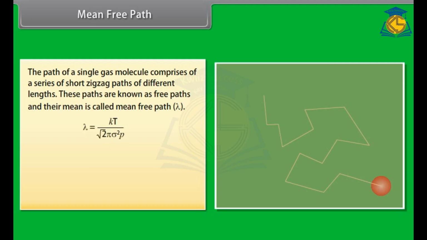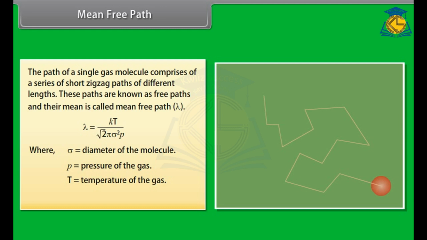Lambda is equal to kT upon root 2 pi sigma square p, where sigma is equal to the diameter of the molecule, p is equal to the pressure of the gas, T is equal to the temperature of the gas, and k is equal to Boltzmann's constant. Brownian motion.